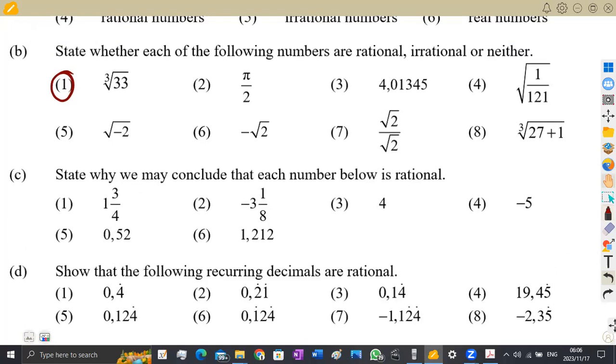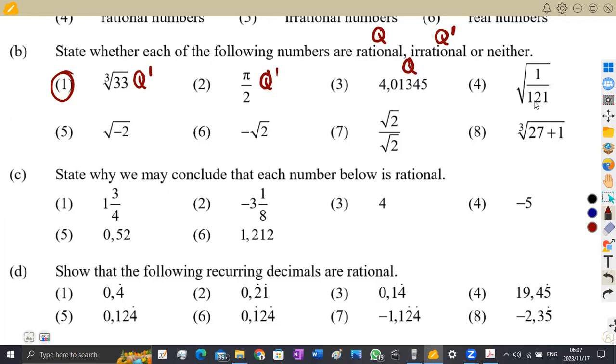Remember that rational numbers are represented by Q, irrational numbers by Q bar like this. So meaning to say this is an irrational number. We move on to 2 pi over 2. Remember, pi, guys, is an irrational number. We talked about this pi in our introduction. So this is an irrational number. Then 4,103. This decimal, it is ending. It is a terminating decimal, and all terminating decimals are rational numbers. So that's a rational number.